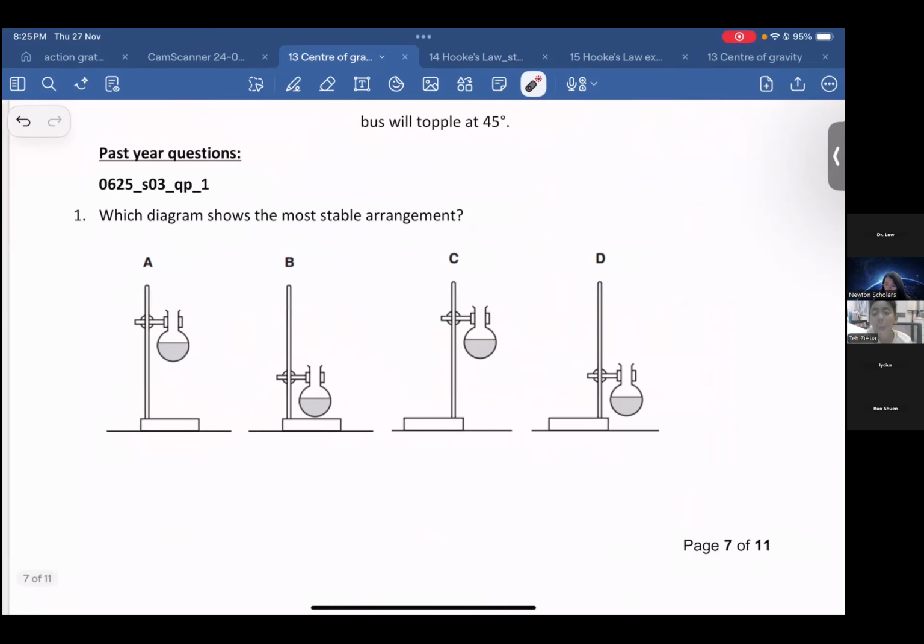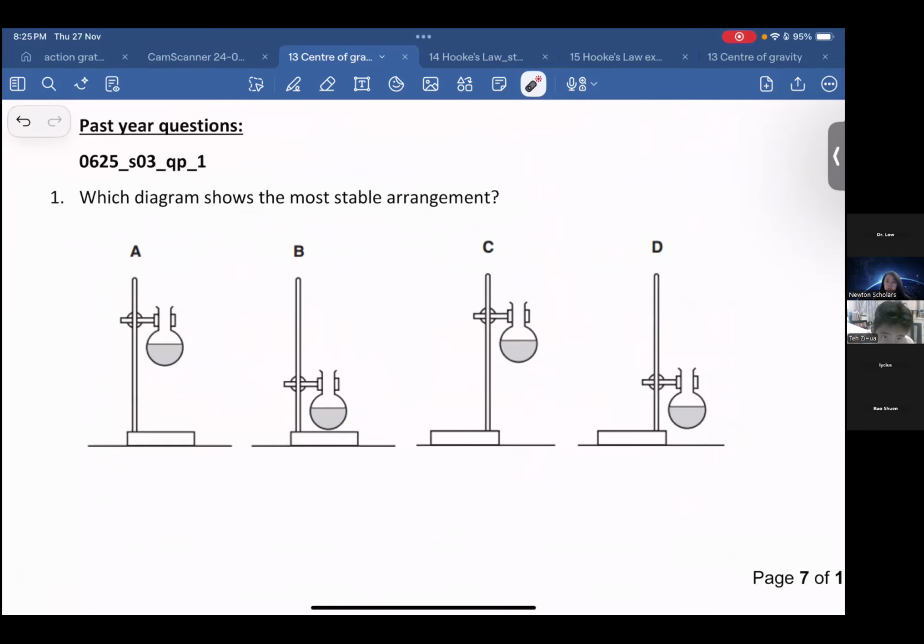Can you tell me which diagram shows the most stable arrangement? Correct. Easy. The answer will be B, because the center of mass is lower. But why not D? The problem is that this is your base, and the vertical line is already outside your base. So this one will topple. So this is not a good idea.